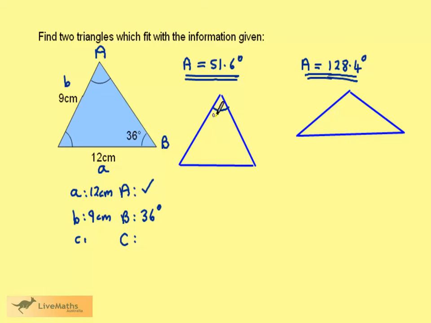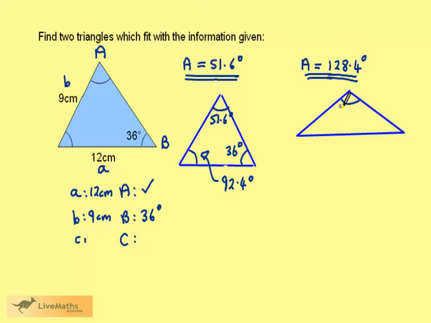In this case, this leads us to two possible triangles. We could have A as 51.6. We're given the angle of 36 degrees, and this angle here then would be 180 take away these two values, which is 92.4 degrees.